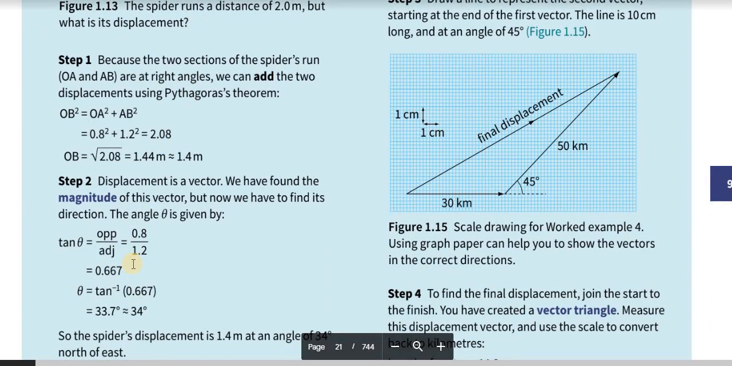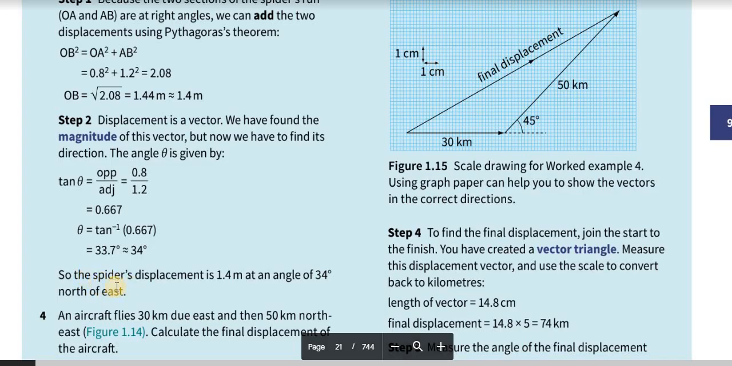0.8 divided by 1.2. Okay, tan theta is equal to opposite divided by adjacent, 0.8, and then you can use your calculator. Arctan or shift tan of this value will give you the angle. Finally, we need to write a statement. The spider's displacement is 1.4 meters at an angle 34 degrees north of east.